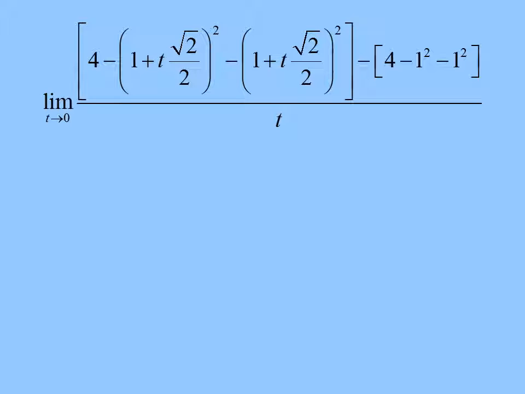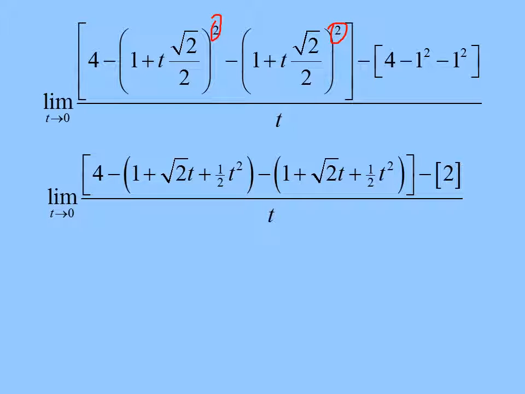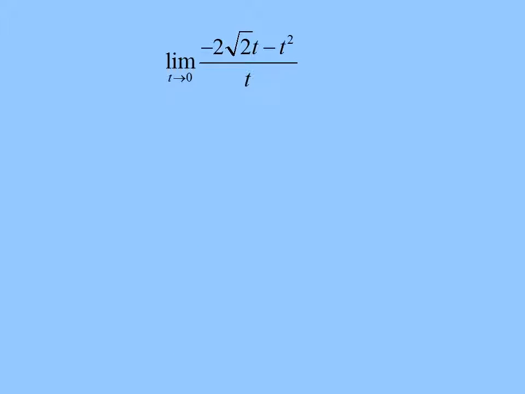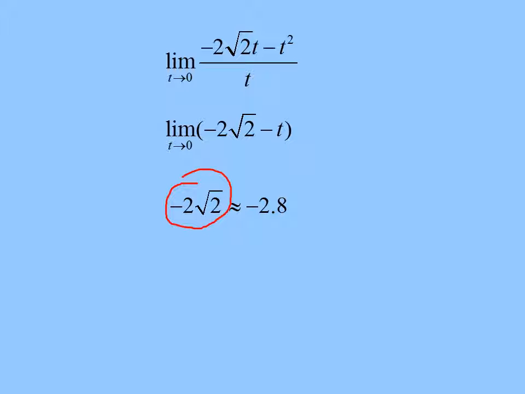Then we will do all of the algebra for that. We will square these terms, combine things together, and simplify. Now, doing the limit of this as t goes to 0, we would need to factor out the t's and cancel, and then substitute the 0. So there is what we call our directional derivative at that point and in that direction.